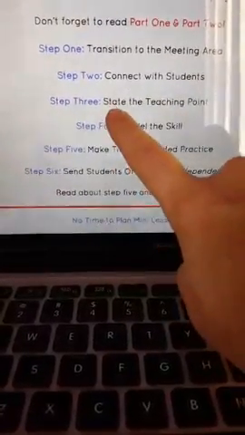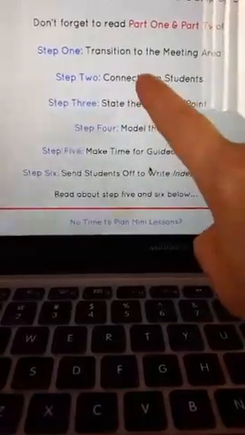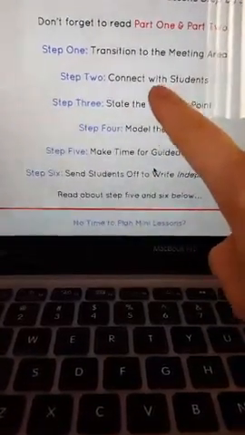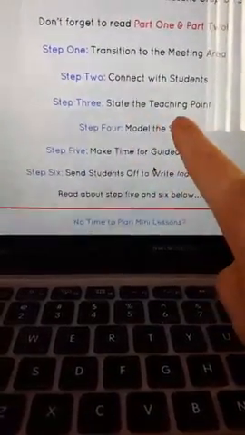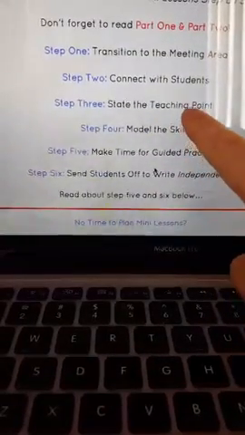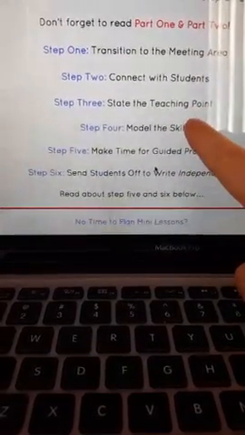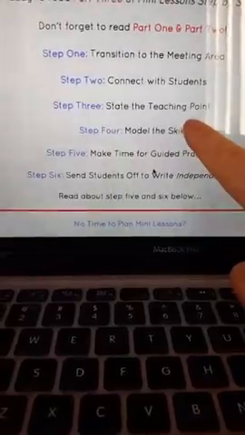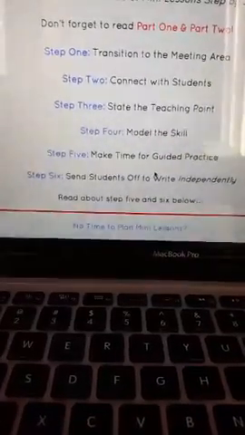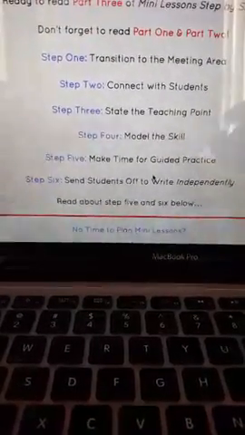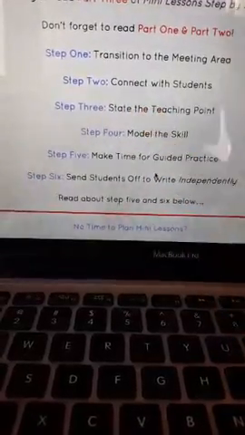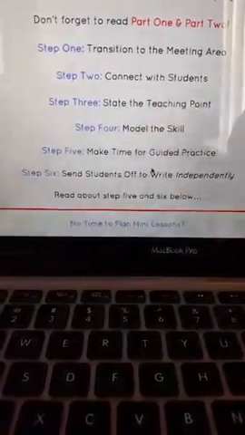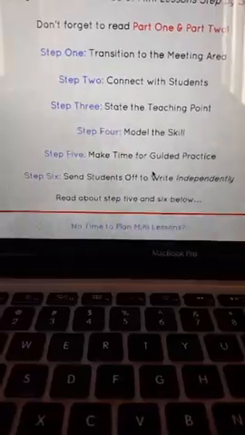And then this is the boring part, because you want to get the hook going first, and then the boring part, the teaching point. The teaching point is really a very, very concise sentence about what they are going to learn during your mini lesson. Straight to the point. What are they going to learn? And I give you lots of examples in that post. And then I talked about modeling the skill and how to do that using mentor text.